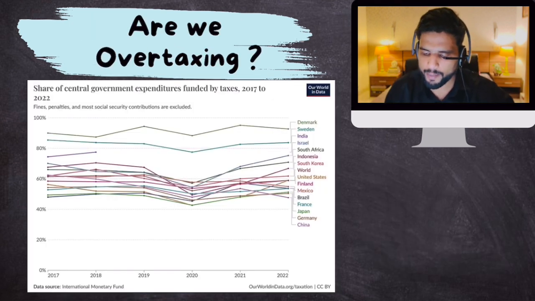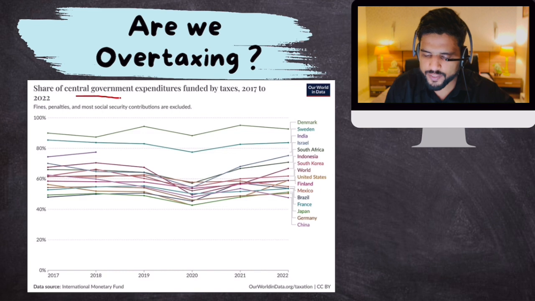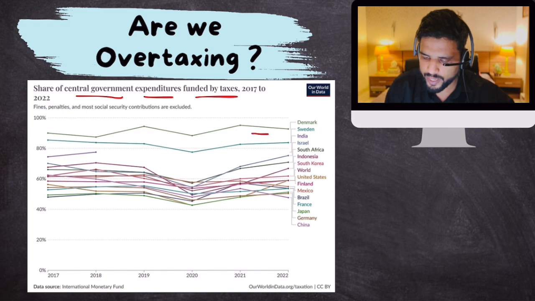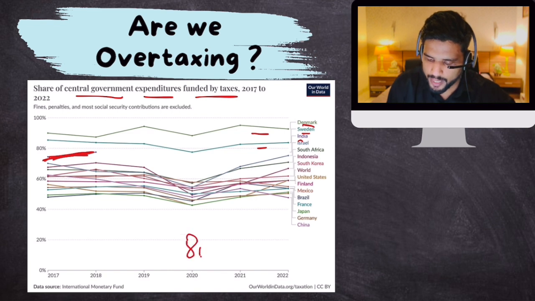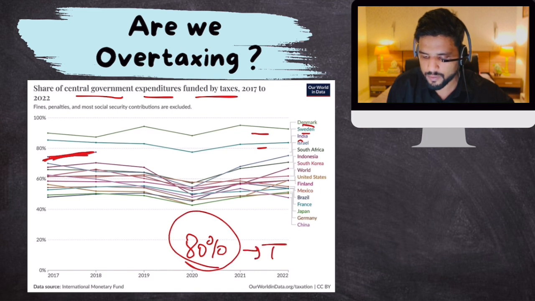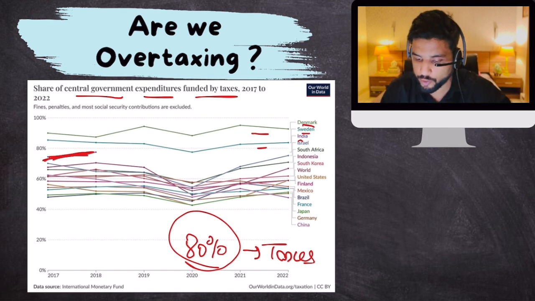Chart number 1 is the share of central government expenditure funded by taxes. How much of the government of India's total expenditure is financed by taxes? The green over here is Denmark. This turquoise-ish is Sweden. And then there is India. This line is India. As you can see, roughly 80% of total government expenditure is financed from taxes. So we are heavily dependent on taxes as compared to the rest of the world.